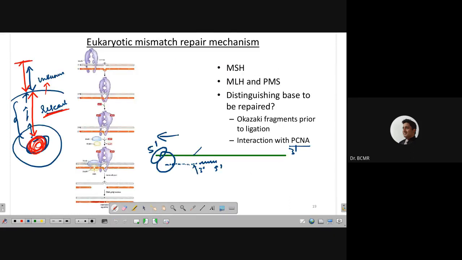I also told you to read about the eukaryotic mismatch system. I hope you have read it. If not, please go to the textbook and read it. I also told you to make a note of different diseases associated with mutations in repair mechanisms.